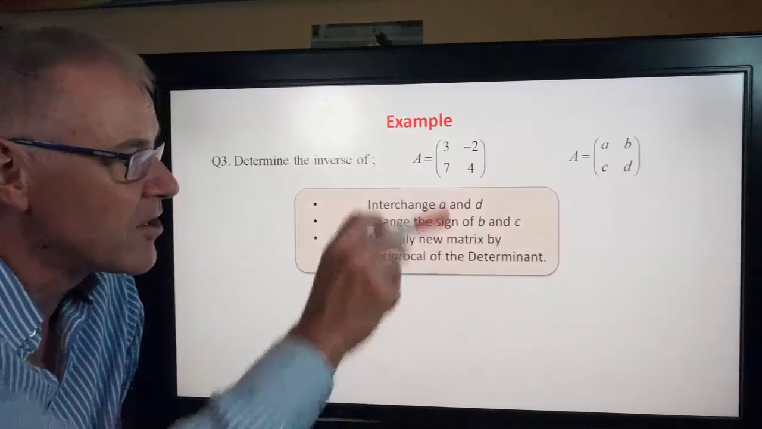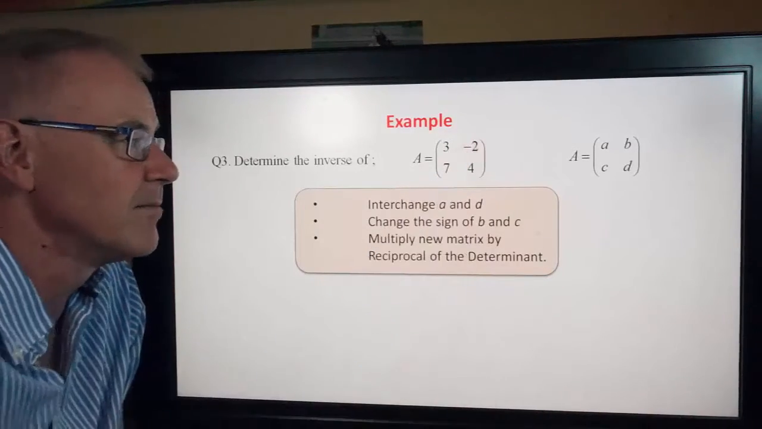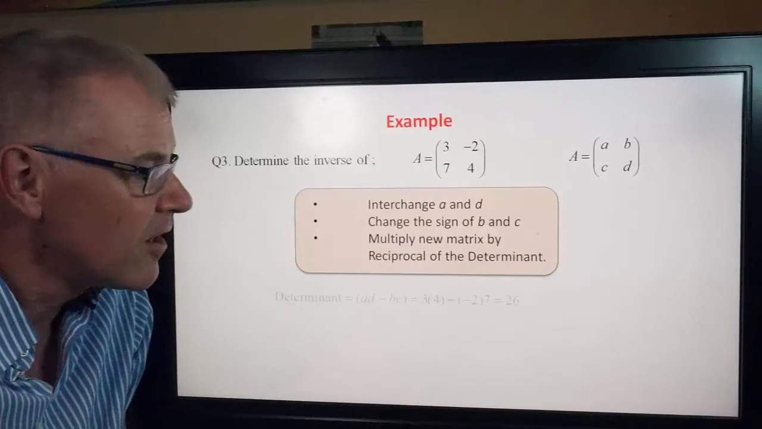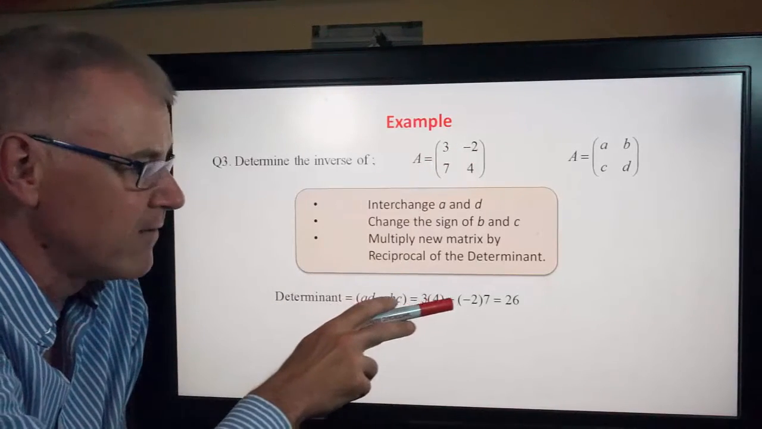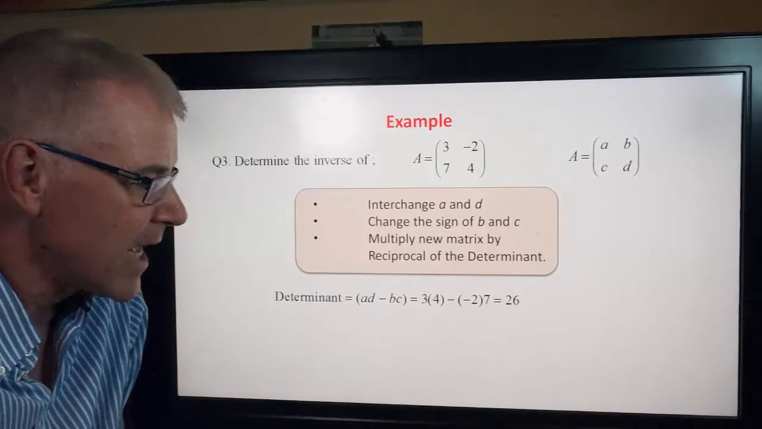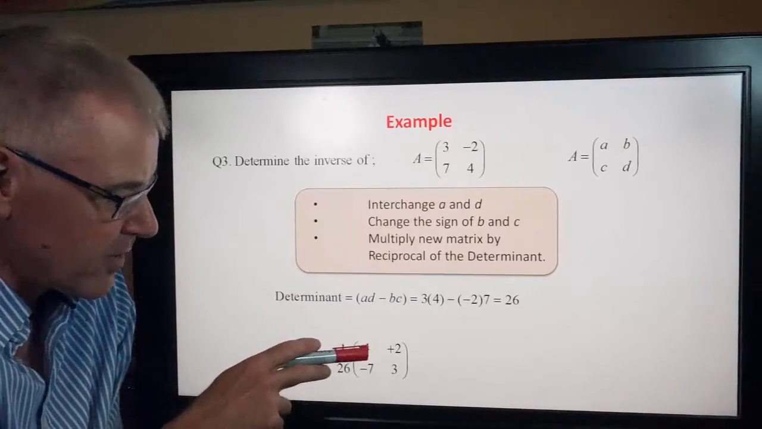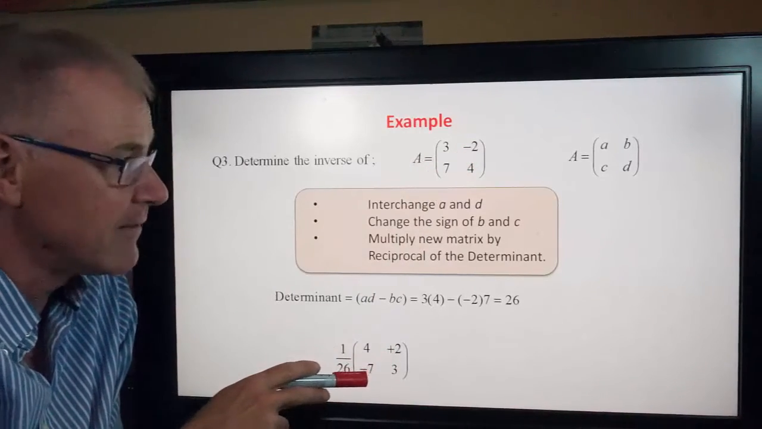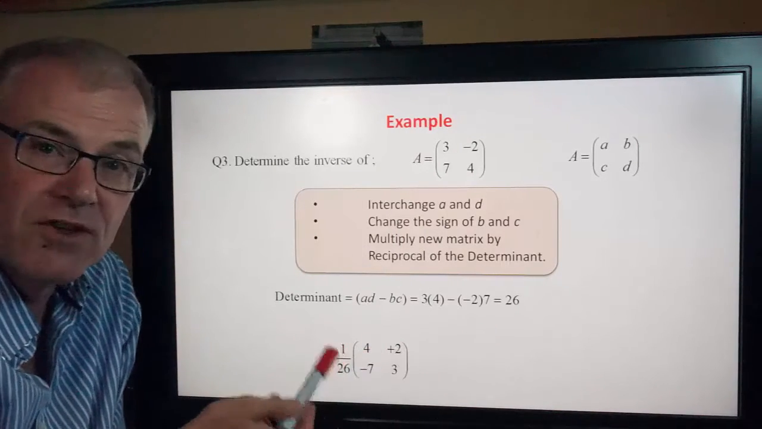So again, we interchange the diagonal for the 4 and 3, and we change the sign of the diagonal, minus 2 and 7, and multiply by the reciprocal of the determinant. So we saw earlier, to get the determinant is going to be 4 times 3 minus 2 times 7. So that's 12 minus 14, which is 26. So now that we have the determinant, we calculate the inverse by interchanging 3 and 4, so we get 4 and 3, and changing the sign of the minus 2 and the 7 to become 2 and minus 7, and then multiplying the resultant matrix by the inverse of the determinant, which is 1 over 26.